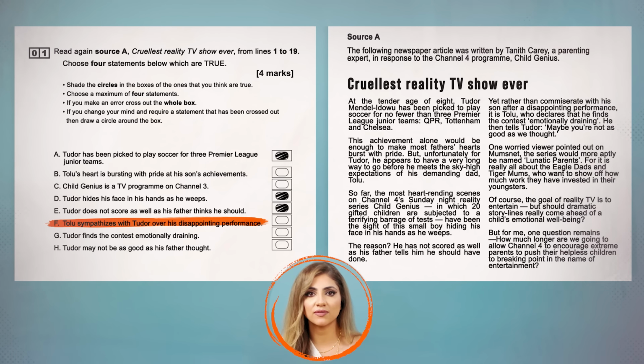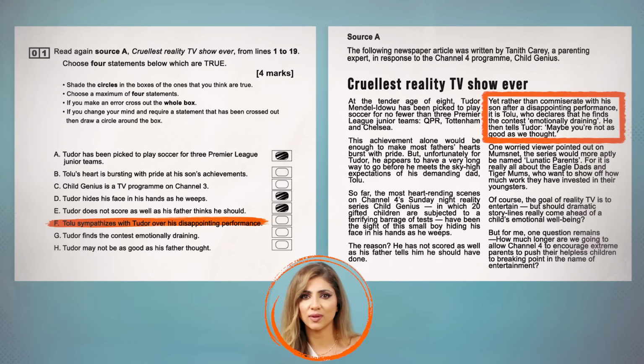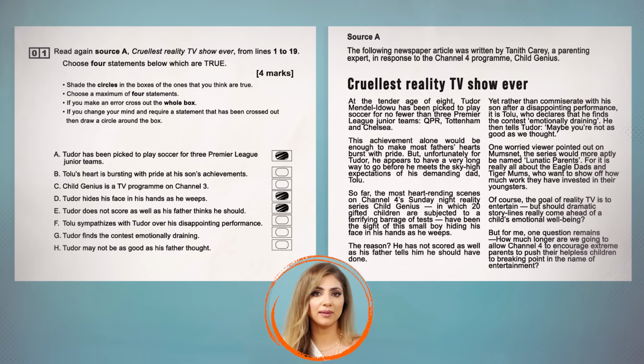F. Tolu sympathizes with Tudor over his disappointing performance. So in the extract, if I look, how does he feel after a disappointing performance? Let me find those words. It says, yet rather than commiserate with his son after a disappointing performance, it is Tolu who declares that he finds the contest emotionally draining. So that is false. There's no sympathy.